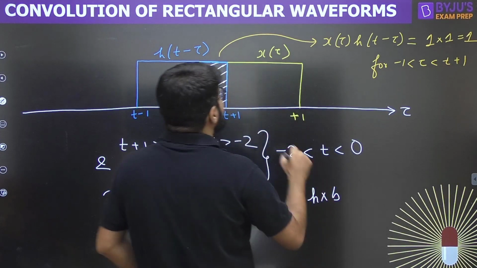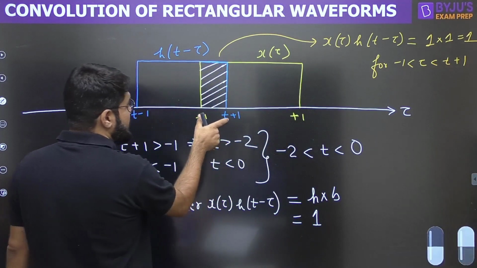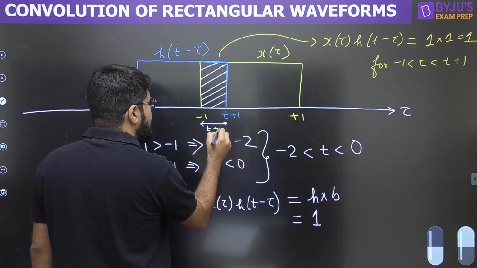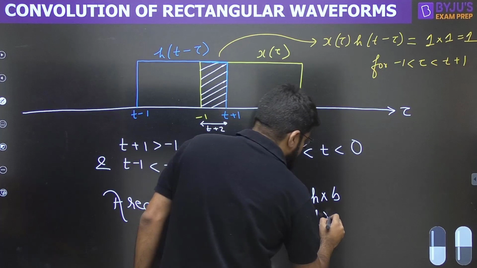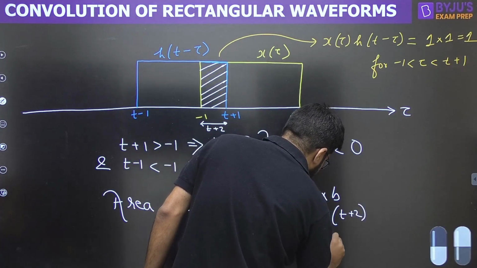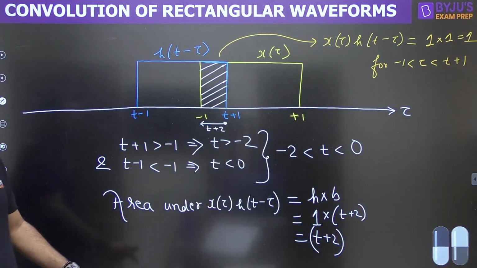Height into base. So what is the height? Height is the flat 1. And what is the base? You can subtract the base. How much is the base? t plus 1 minus 1 will become t plus 2, right? T plus 2. So the area under x tau h(t minus tau) will be t plus 2.